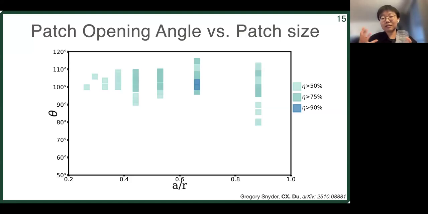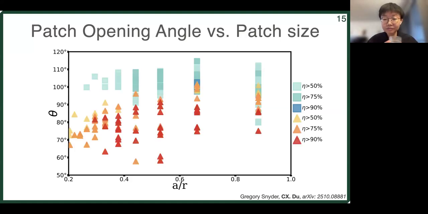Then we tried to see what happens for triangles. For triangles, you actually see an upward trend. As you increase the patch sizes, the patch opening angle also slightly gets bigger. We do see a large spread in all these opening angles after optimization.